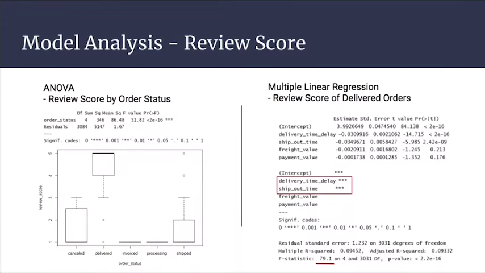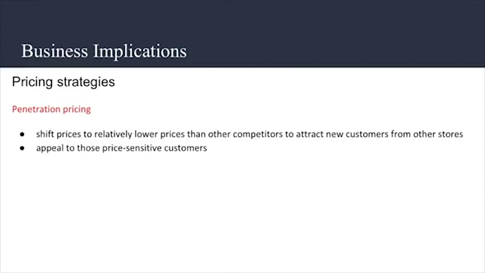The model explains that the ship-out time and delivery time delay will inversely influence the review score. Based on the analysis, some strategies can be considered to improve business performance. There are different pricing strategies.